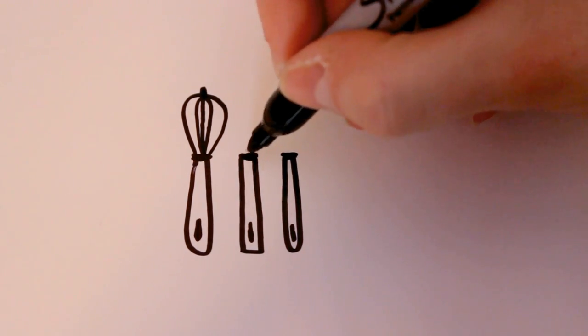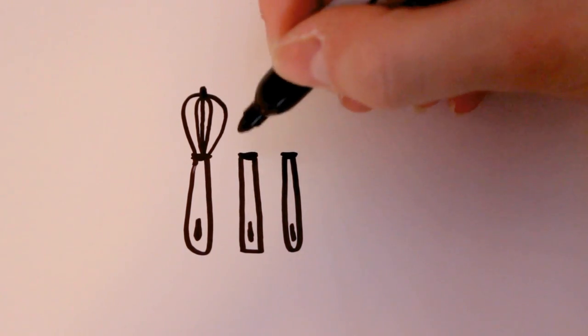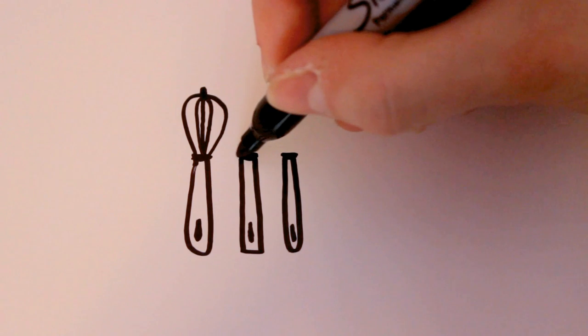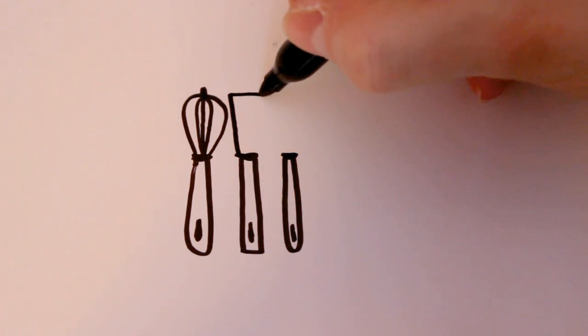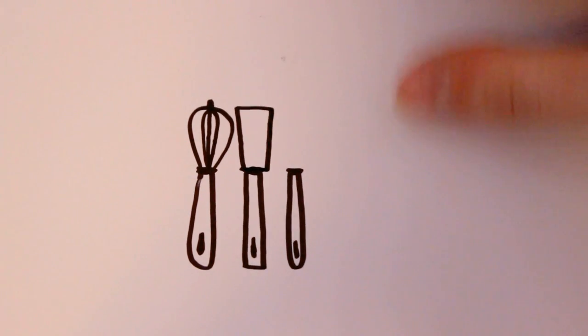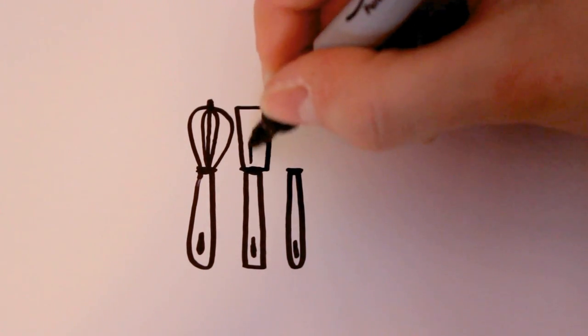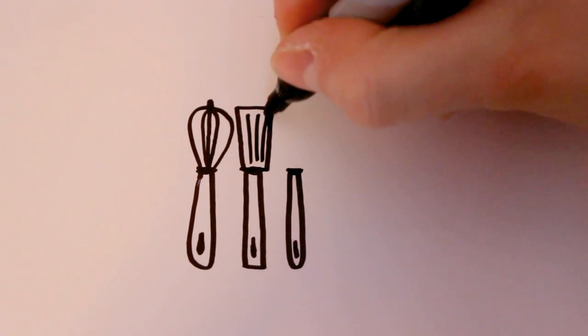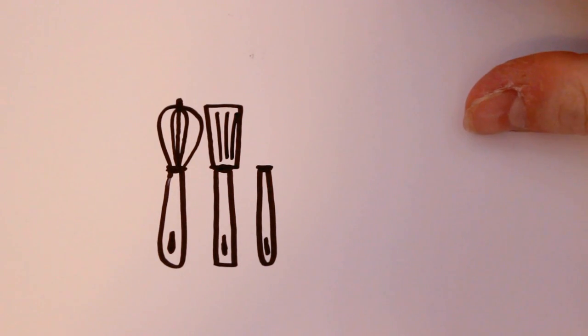And then for the second one, I'm going to draw a frying flipper, which is just going to be kind of like a trapezoid shape, just upside down. And then a few lines in there to show that it's a flipper.